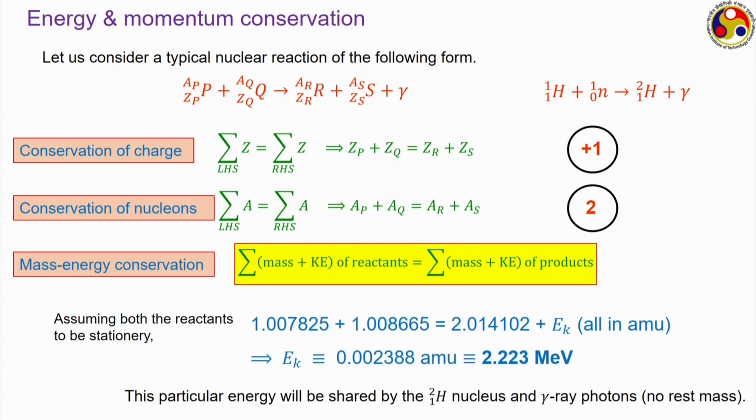So, this total amount of energy 2.223 MeV will be shared by both the products, that is the gamma ray photons and also the deuterium. But you have to remember that deuterium has some amount of rest mass, whereas the gamma photon does not have any kind of rest mass.